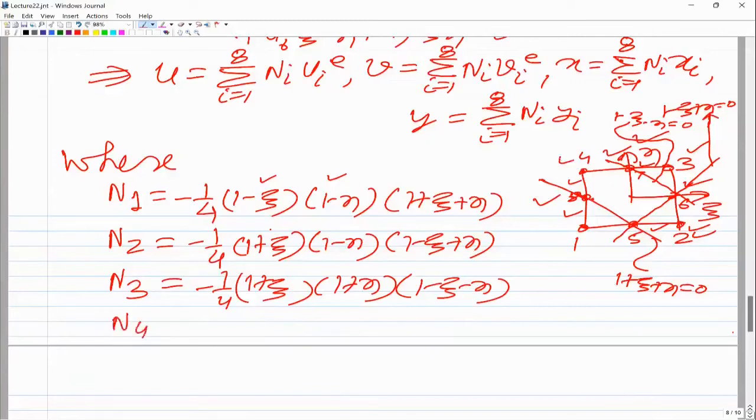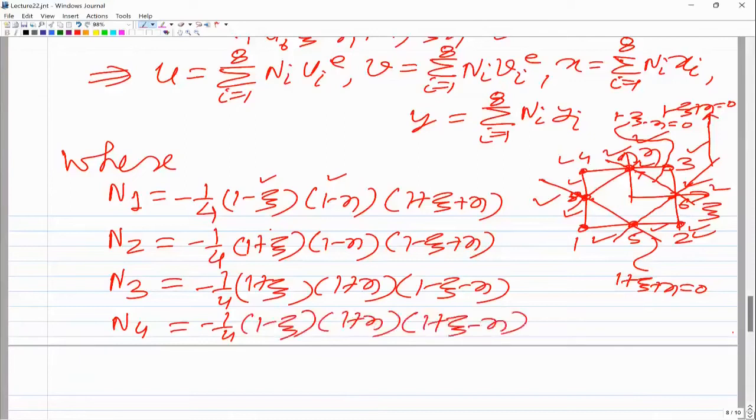For that you take the equation of this line, the equation of this line, and the equation of this line. With the logic I gave, n4 would be -1/4, 1 minus xi, 1 plus eta, and 1 plus xi minus eta. So these are n1, n2, n3, and n4.